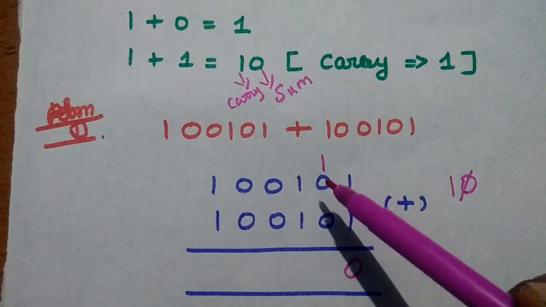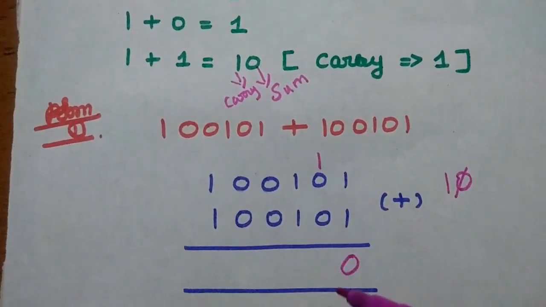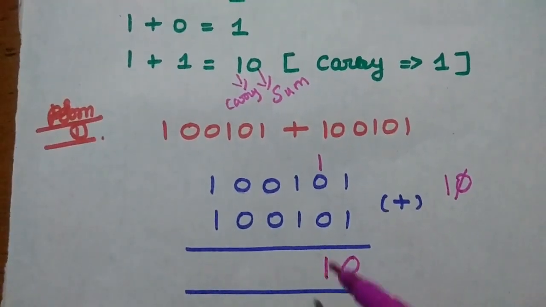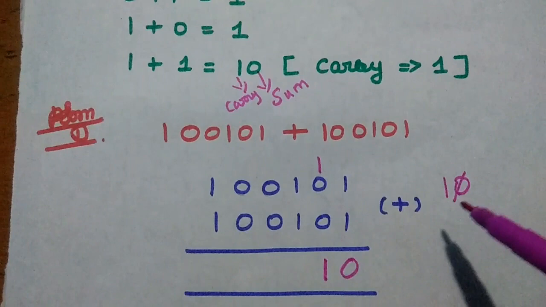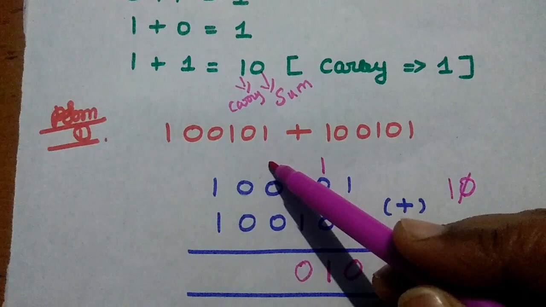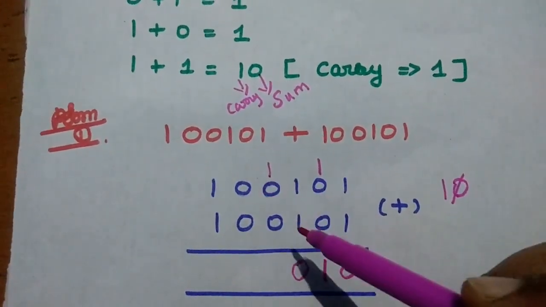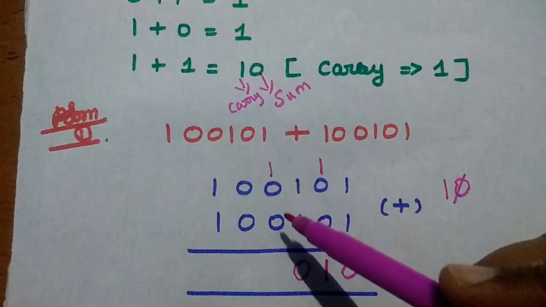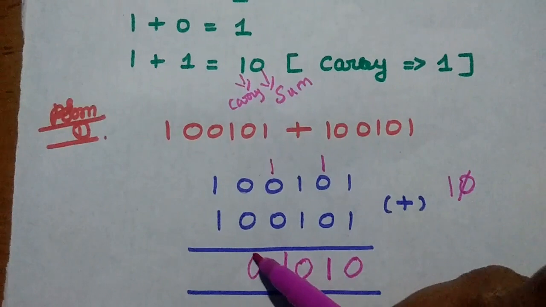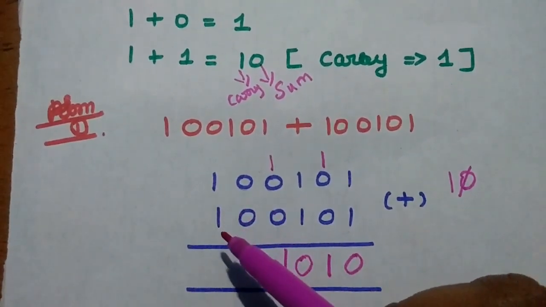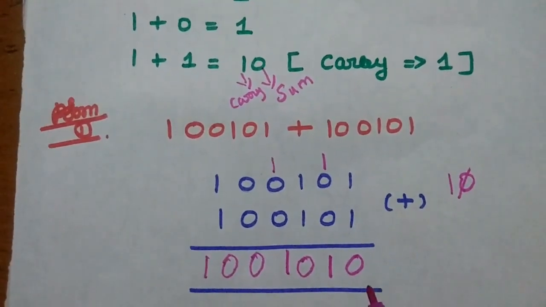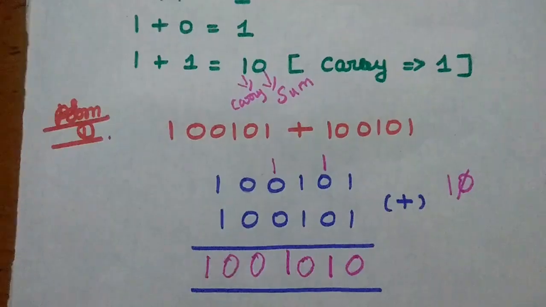So here 1 plus 0 is 1. Next, 1 plus 1 again is 10, so we can write 0 here and the carry can be added to the previous bit. So 1 plus 0 is equal to 1. Next 0 plus 0 is equal to 0. 1 plus 1 is equal to 10. So this is the answer for the given sum.